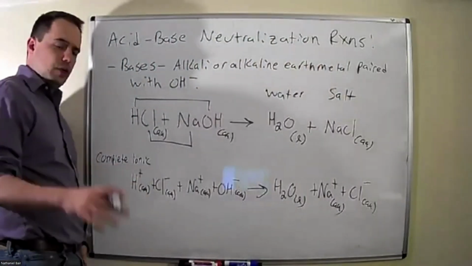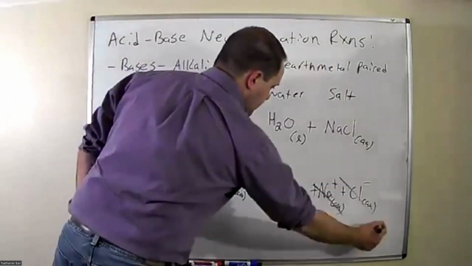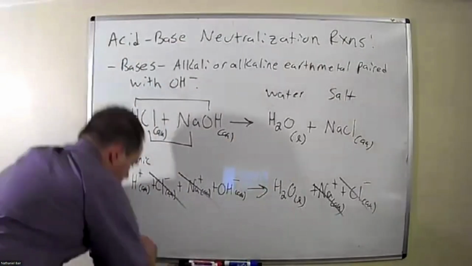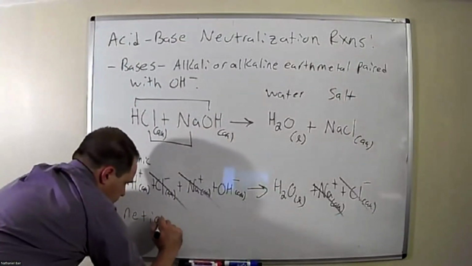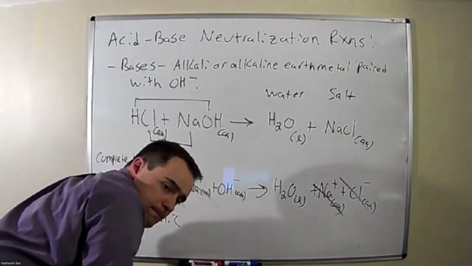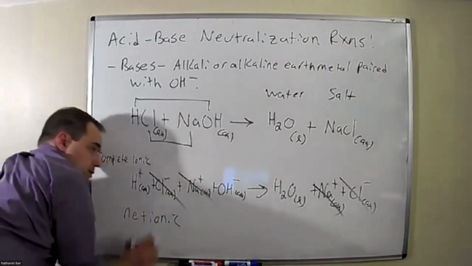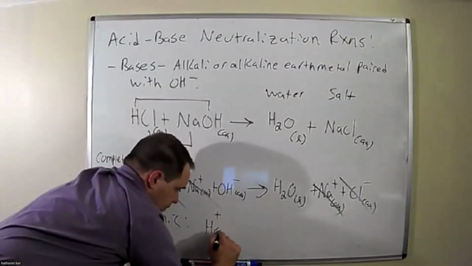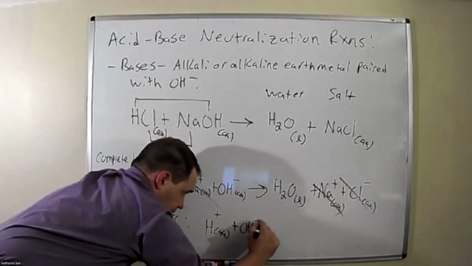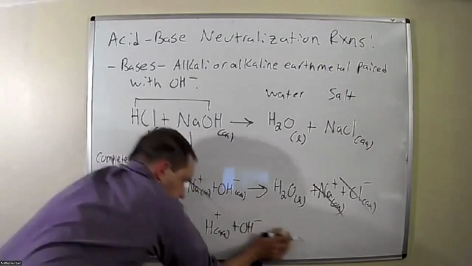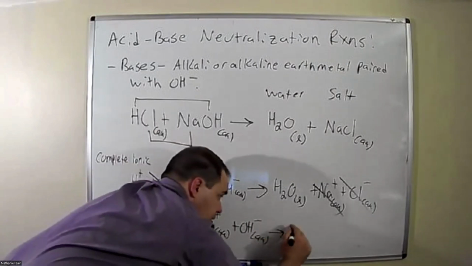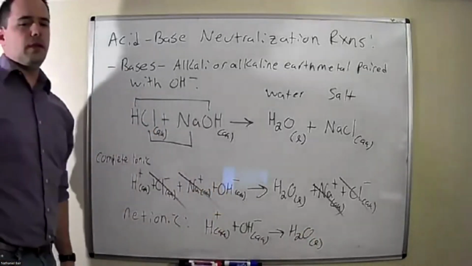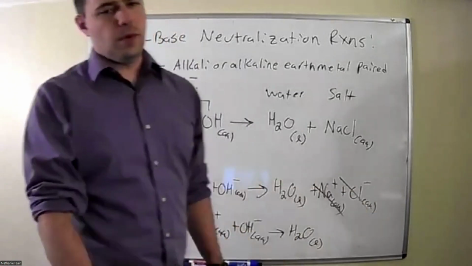And now if you look at this a little closer, chloride and sodium are spectator ions. My net ionic reaction is actually always the same for acid-base neutralization reactions. All acid-base neutralization reactions will have the same net ionic equation. It's H+ plus OH- goes to H2O.